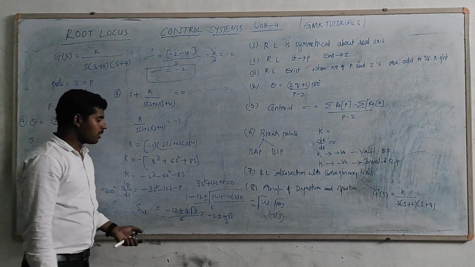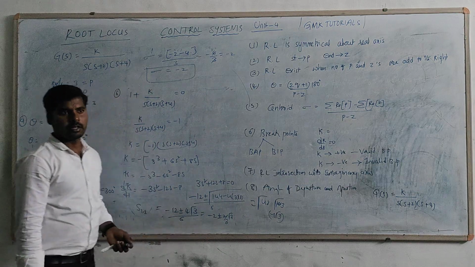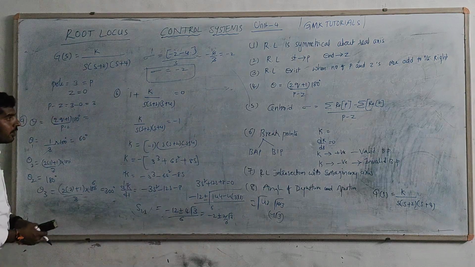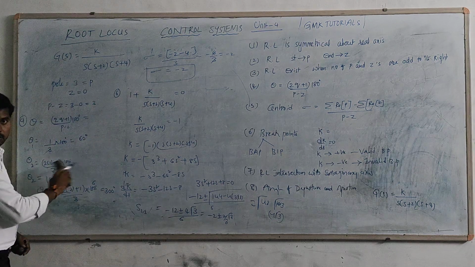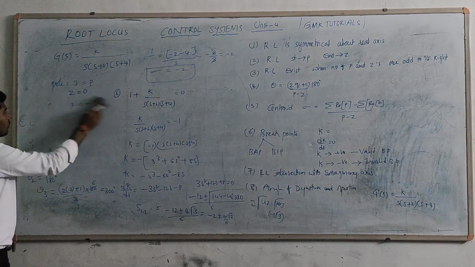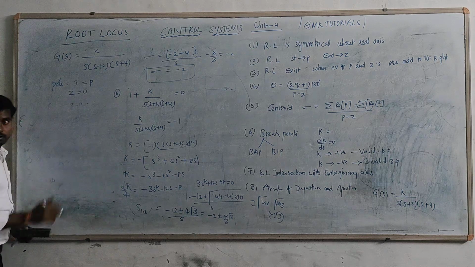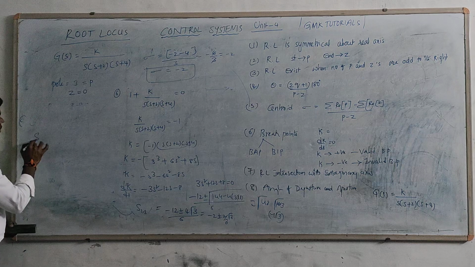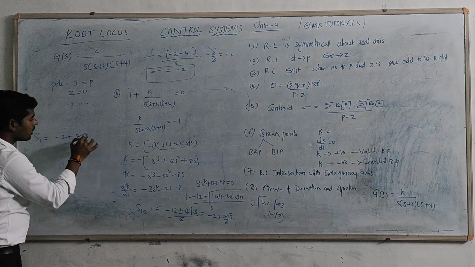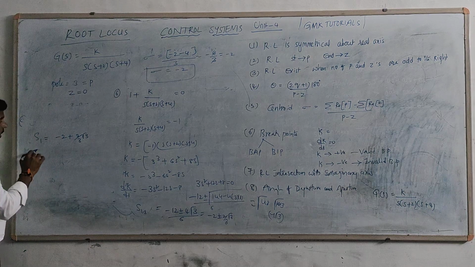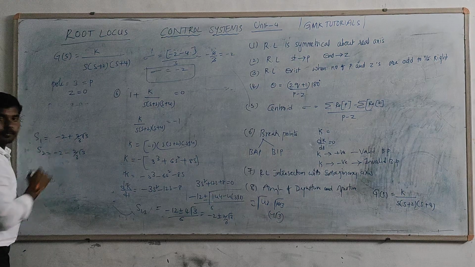But you have to check whether the point is a valid breakaway point or an invalid breakaway point. For that purpose there is a lot of calculation. I will give you a trick also, don't worry. The first root S1 is equal to minus 2 plus 2 by 3 root 3. The second root S2 is equal to minus 2 minus 2 by 3 root 3.